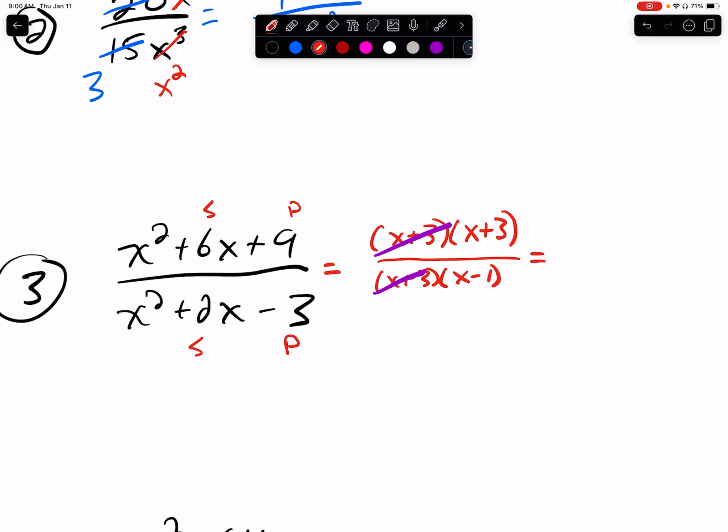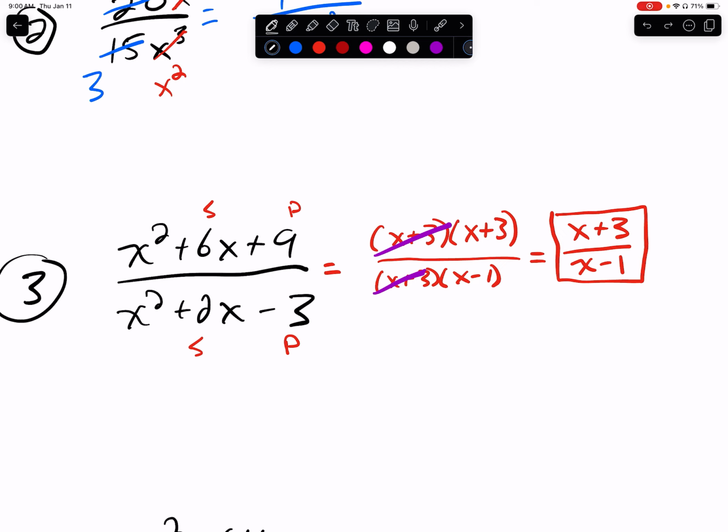Well, we have an x plus 3 left in the top, and if there's only a binomial, you drop the parentheses, and then we have an x minus 1 left in the bottom. And again, be very careful here. This is as far as we can go. Resist the urge to cross off those x's, because remember, this is x plus 3 and then x minus 1. These are two different numbers on the top and the bottom.